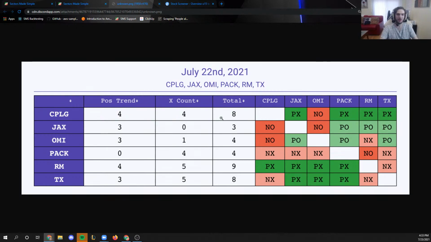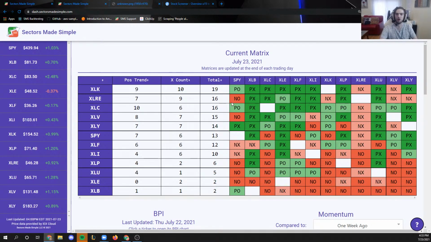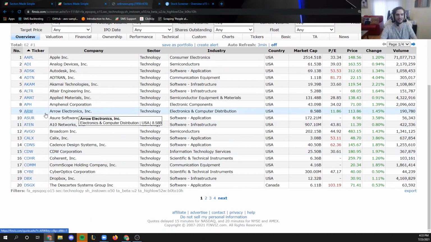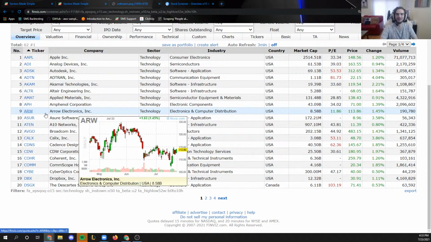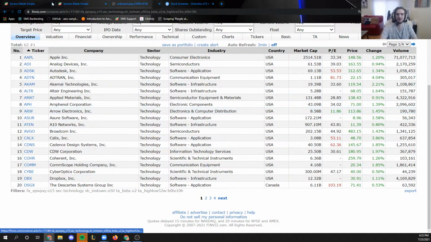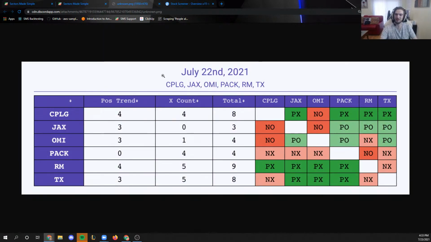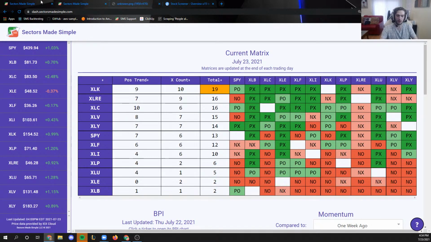So an intermediate strategy may be that you go and you find the top total count. So you take the sector with the top total count. Then you go in and you find leading stocks within that sector. And starting next week, Sectors Made Simple subscribers will be able to take their list of companies and create a relative strength matrix with it to get something that looks a little bit like this, to compare those companies against each other and see which ones have the highest and lowest relative strength. So that's one way that an intermediate user could use the matrix.